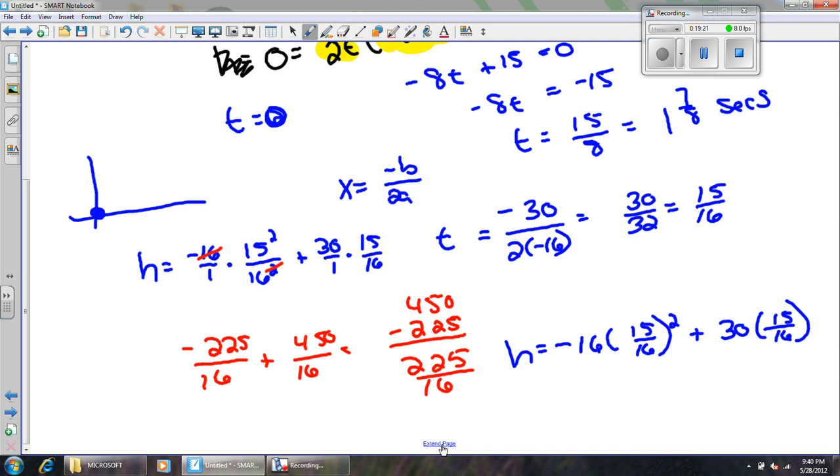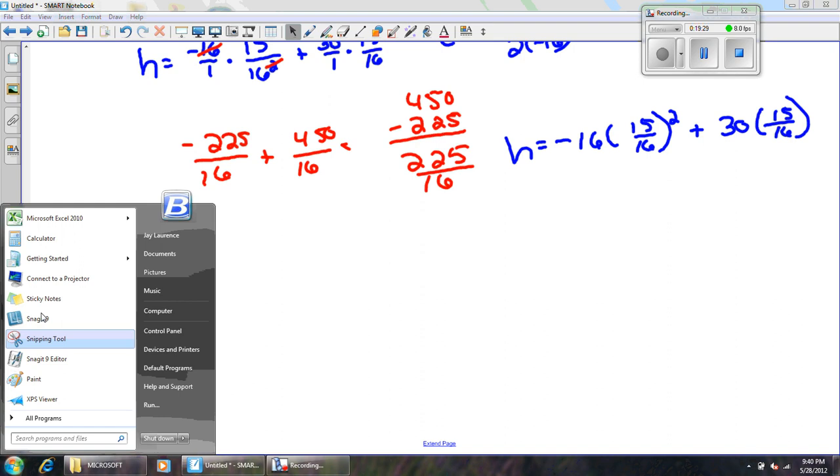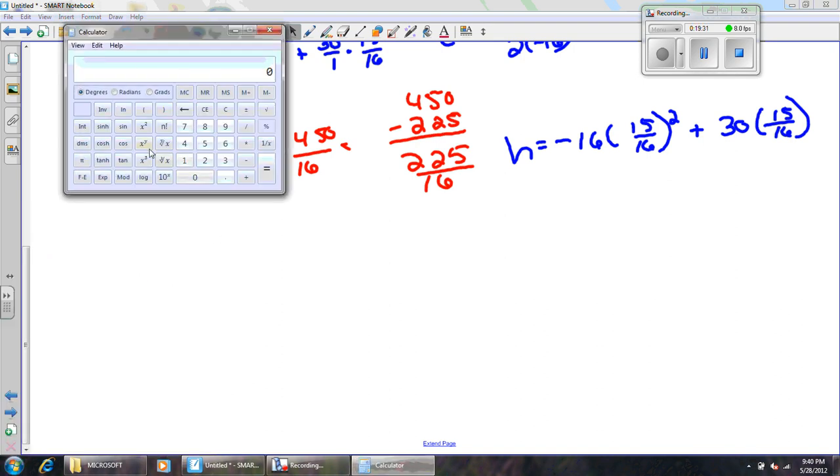So at this point, I can go to a calculator. Let's see, where is my calculator here? I thought I had one open, but maybe I don't. So I'm going to do 225 divided by 16. And I'm going to get, it's going to go about 14 feet, just a little bit over 14 feet. 14.06 would be the answer.